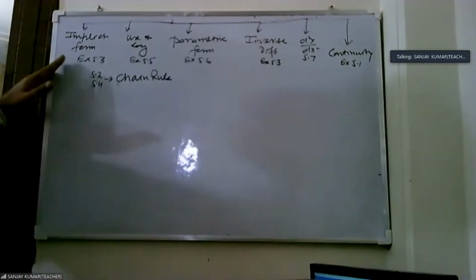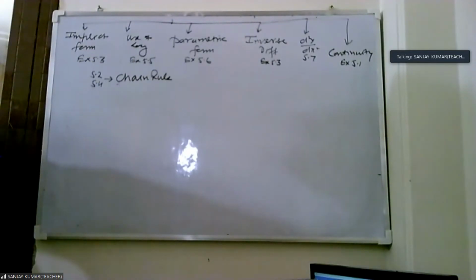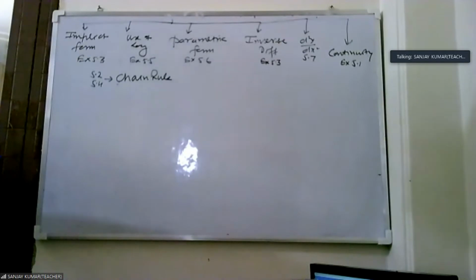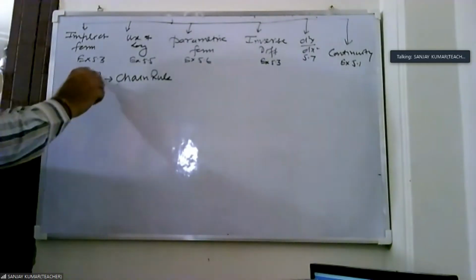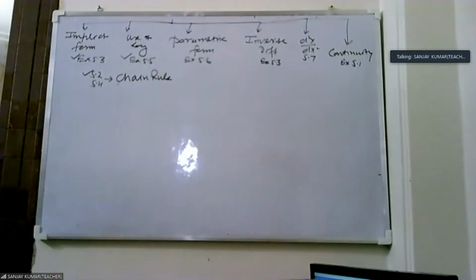What we have done until now: we completed implicit form, use of log, parametric form, inverse differentiation, then double derivative, and the first exercise is continuity, that is 5.1. We have not done that yet. We completed exercise 5.2, 5.3 till question 9, and 5.5. Okay, three exercises are completed. If you have any doubt in 5.5, then you can mail me, okay, and WhatsApp me.